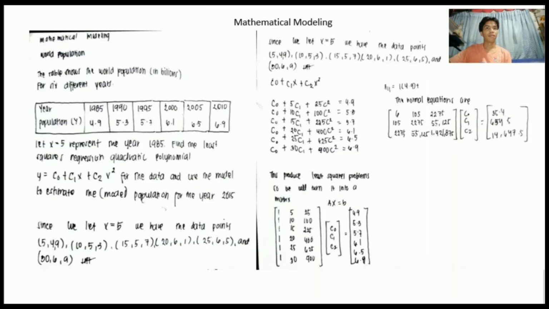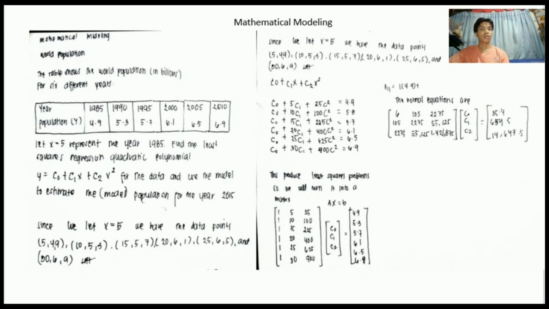And as for our mathematical modeling, we don't need to lengthen this. We just need to analyze the given data from the PowerPoint presentation that we have. Let x equals 5 because the data represents 1985. So y is equal to c0 plus c1 x plus c2 x squared. For the data, we use the model to estimate the population for year 2015.